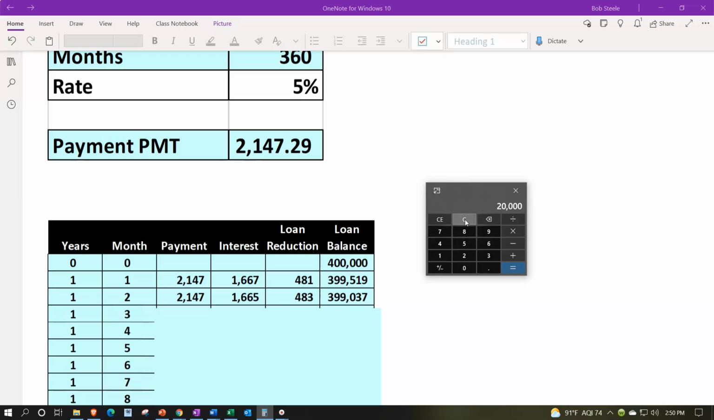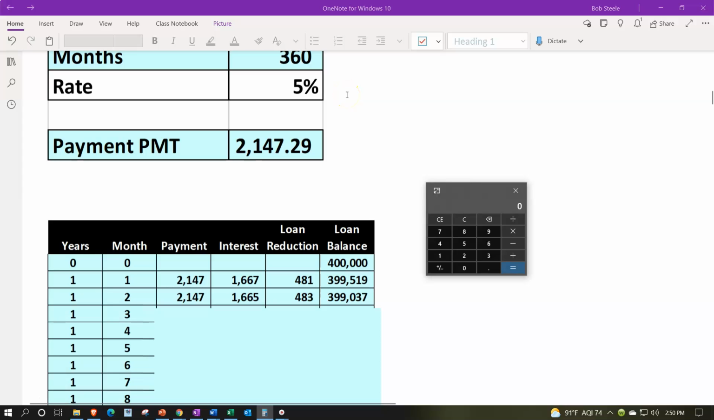That's going to give us the 20,000 if it was for a year, divided by 12. That's going to give us the 1666 about, it's rounded. So if I have the 2147 minus the 1665, let's say, we've got about 483. Prior balance is going to be the 399,519 minus the 483. That's going to give us our 399,037.